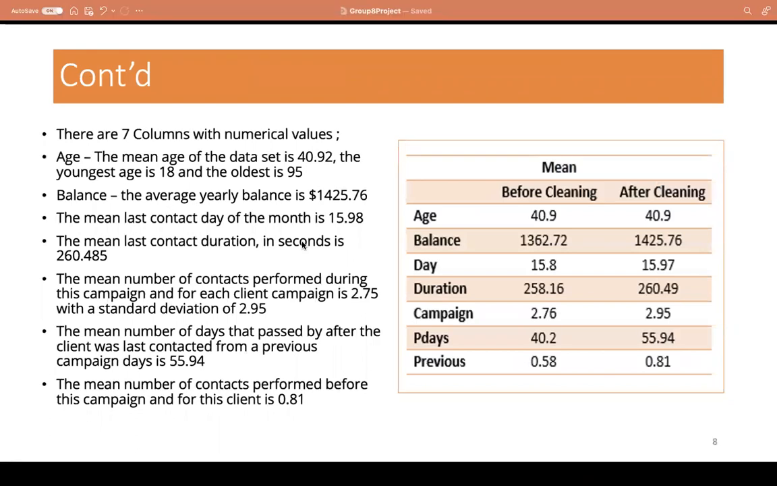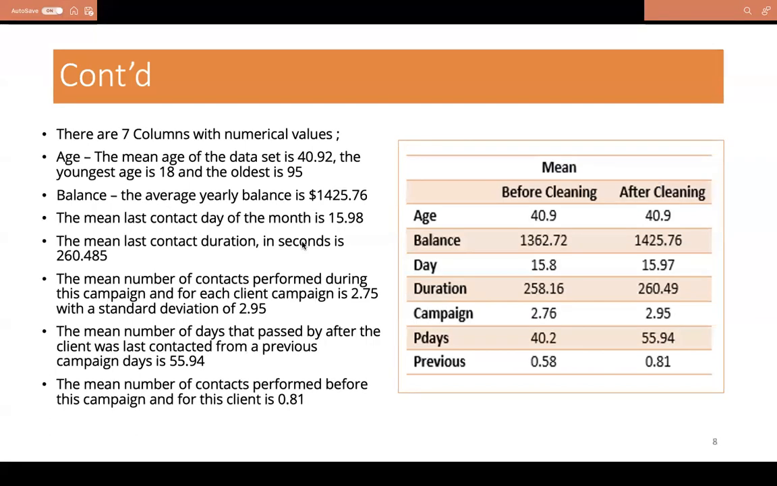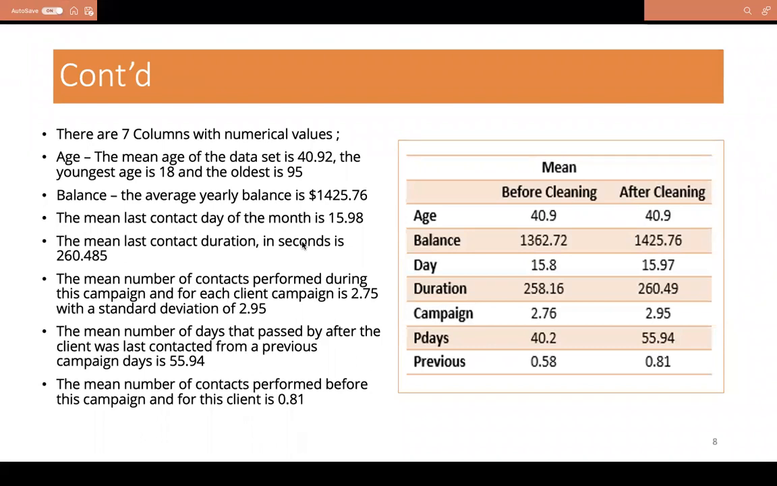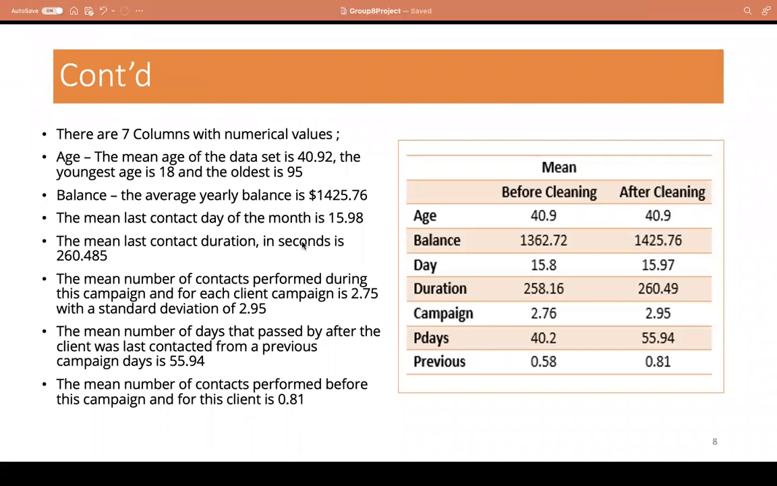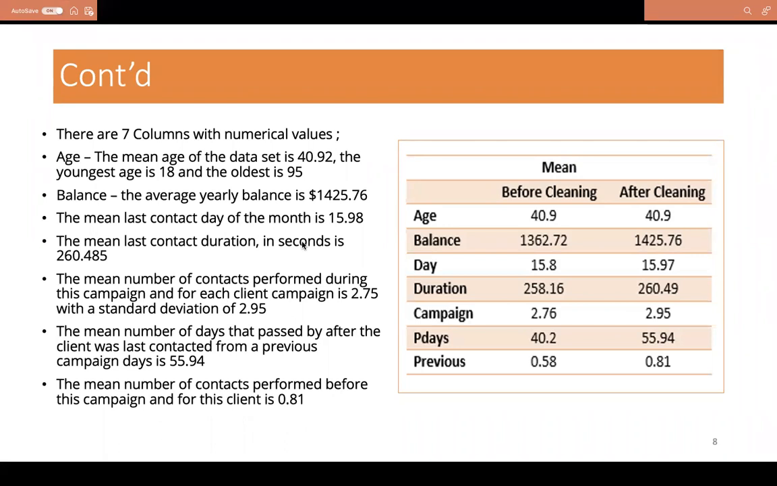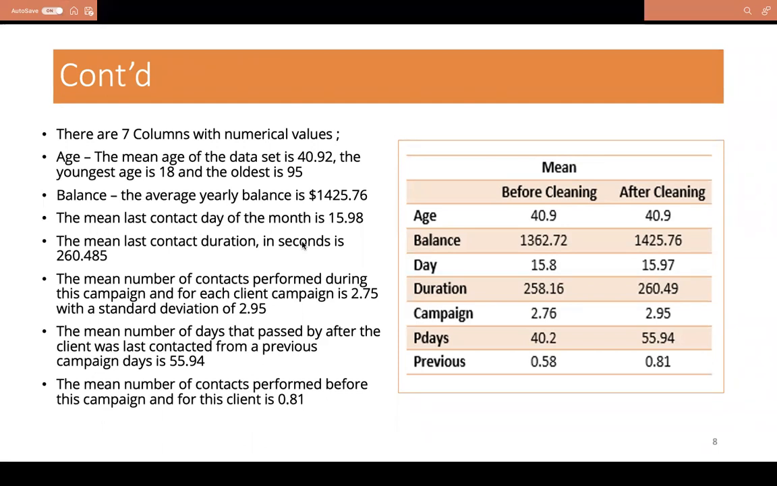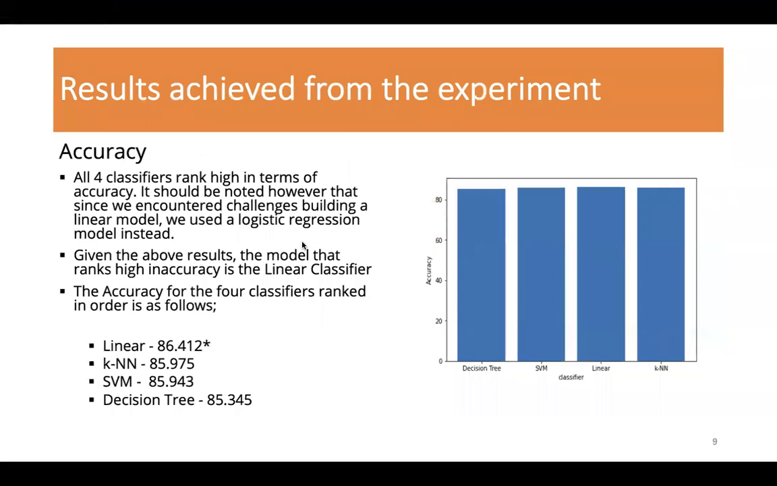After we completed preparing the data, there are 7 columns containing numerical values. The mean age of the data set is 40.92. The youngest age is 18 and the oldest is 95. The average yearly balance is 1,425.76. The mean number of contacts performed before this campaign and for this client is 0.81. The rest of the data set can be seen in the diagram below. If we can move to the next slide.